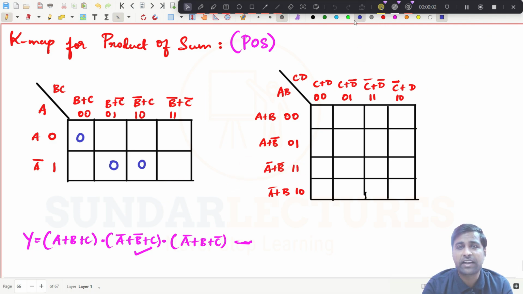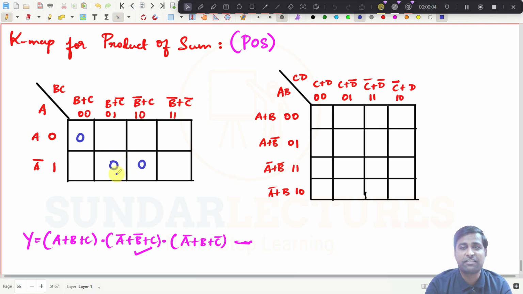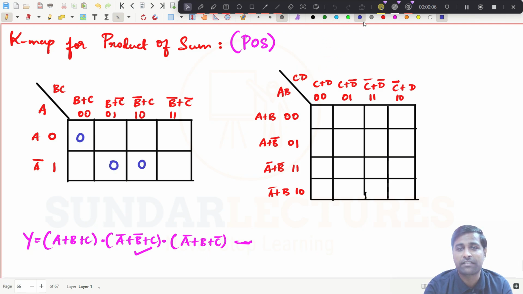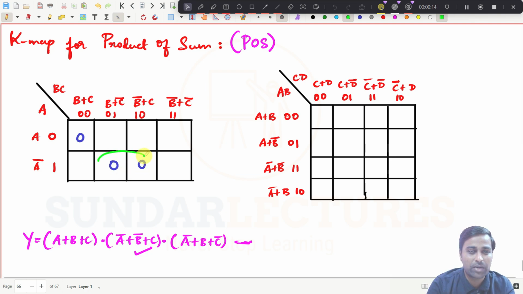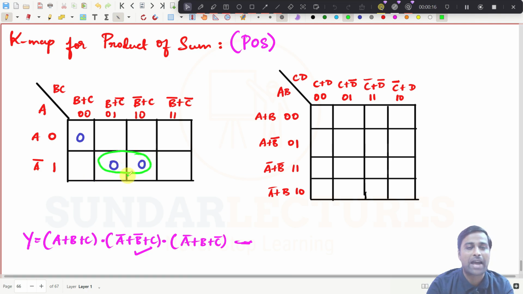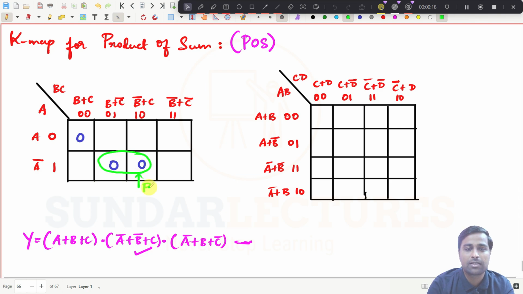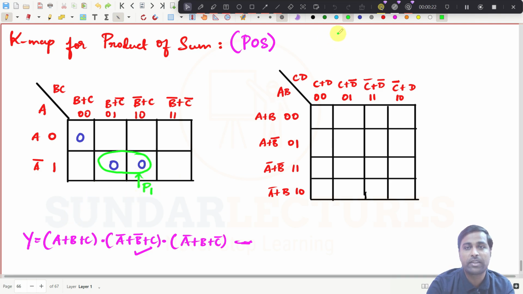Right. What is the final expression now? It is easy, very easy. Simply you can do these kind of things. What you can do here? Don't put again. You have to cover all the zeros now, simply. So you can map these two as a pair now. These two as a pair number 1. And what should be the output expression?